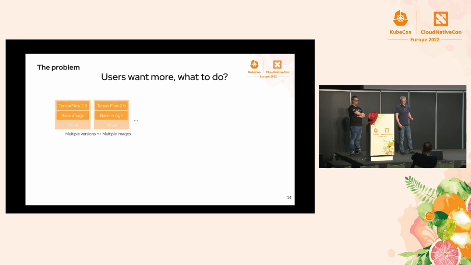the user doesn't want just one version, but wants multiple versions. So maybe your image recognition stack works with TensorFlow version 2.5 or 2.6, because you have some dependencies. So suddenly you have two container images.